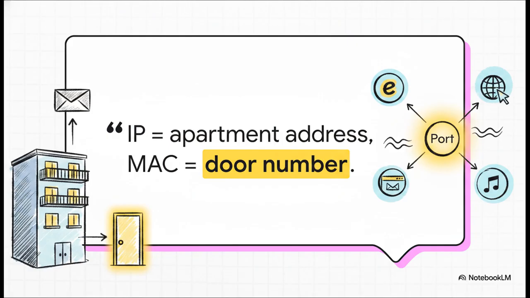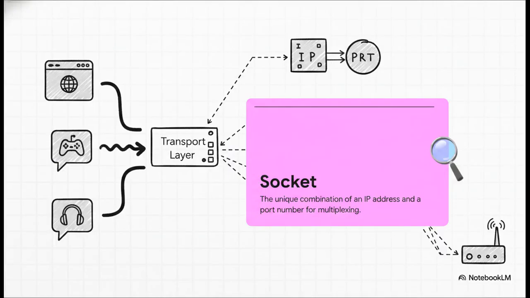But once that data gets inside the computer, who is it actually for? Is it for your web browser, your email app, Spotify? The port number identifies the exact application or the specific person you are trying to talk to inside that computer. Technically speaking, when you smash an IP address and a port number together, you create what's called a socket. So an example would be 192.168.1.5 on port 443. And this socket system is exactly what enables something called multiplexing.